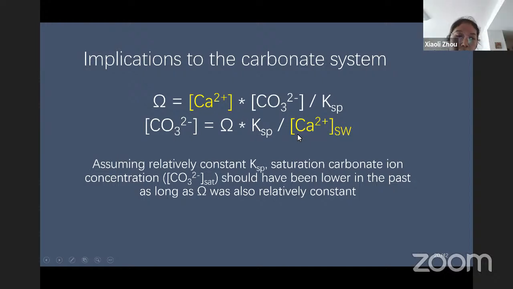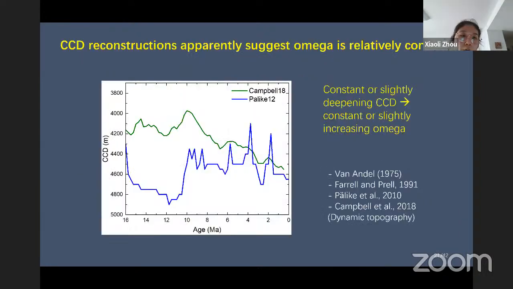Although the KSP also depends on temperature, that effect is quite small. So we tend to assume the KSP has been relatively constant. So now, if we know how the omega has changed, then we'll be able to calculate the carbonate ion concentration. So how has the omega changed?